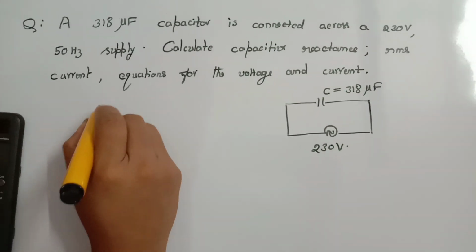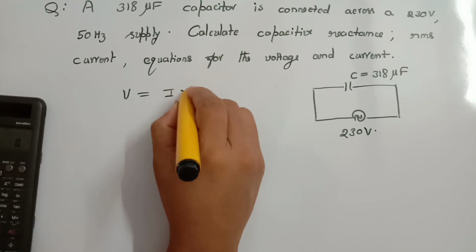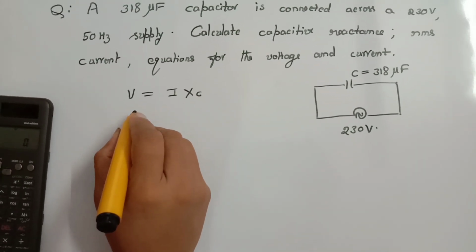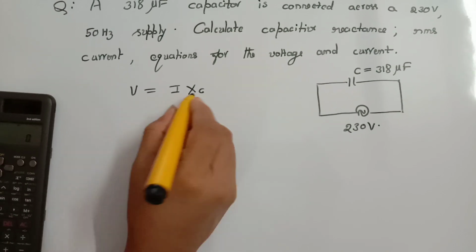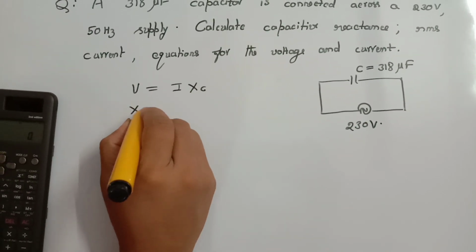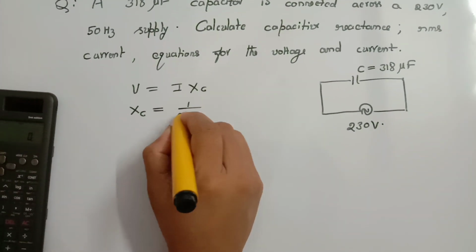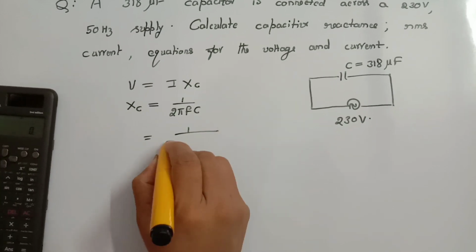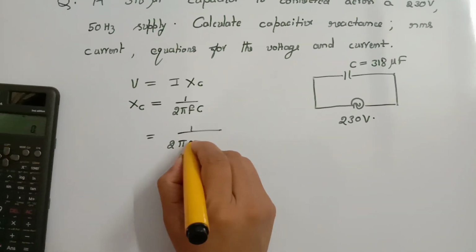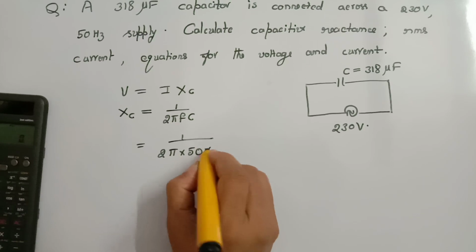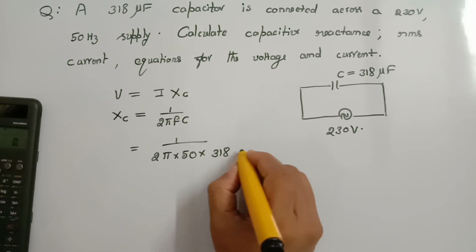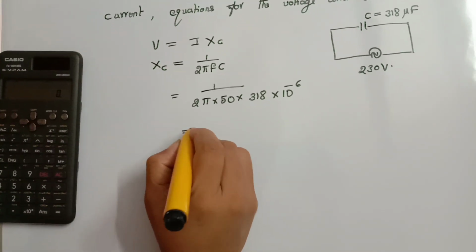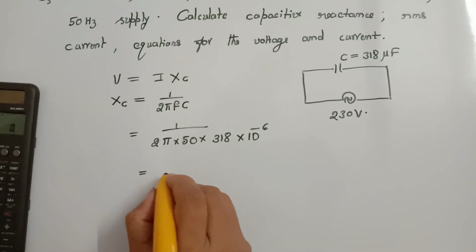So we'll make use of the relation V = I times Xc. So first we'll find out the current. To find out current, we need the reactance. From C value, you can calculate Xc = 1/(2πfC). So we substitute here 1/(2π), f is given 50 Hertz, C value is 318 microfarad. When you calculate, you will get it as 10 ohm.